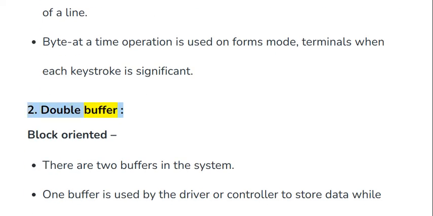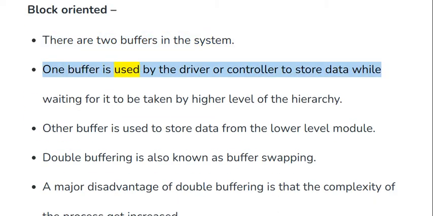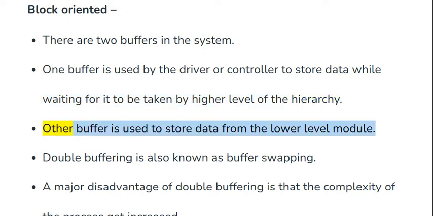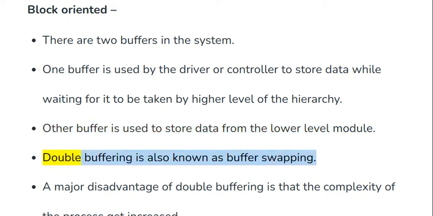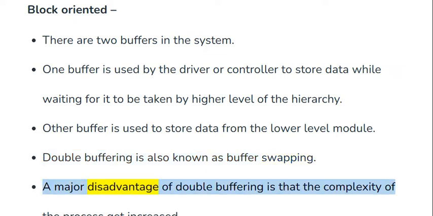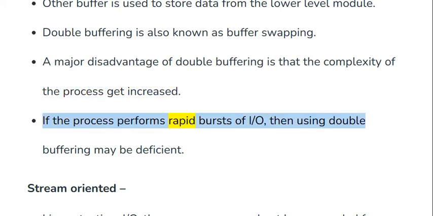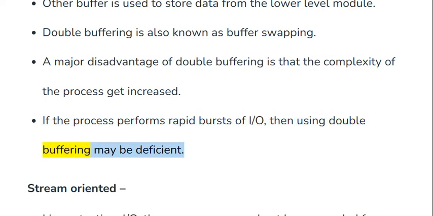2. Double buffer. Block-oriented. There are two buffers in the system. One buffer is used by the driver or controller to store data while waiting for it to be taken by a higher level of the hierarchy. The other buffer is used to store data from the lower level module. Double buffering is also known as buffer swapping. A major disadvantage of double buffering is that the complexity of the process is increased. If the process performs rapid bursts of I/O, then using double buffering may be deficient.